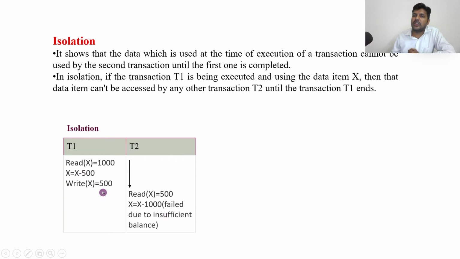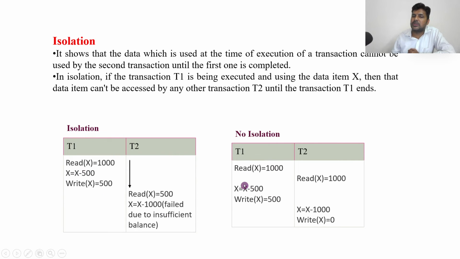So when it is in no isolation state, what happens? See, it is reading X as 1000. The T2 transaction is also trying to read the balance as 1000. For example, I am trying to withdraw money, or I gave a card to my friend to withdraw money. Now I have PhonePe in my hand, so I am trying to transfer money to my friend. When I insert the card into the ATM, it reads that my balance is 1000. When I open PhonePe, it reads that the amount is 1000, right? So I have withdrawn 500. After that, I have transferred 1000.